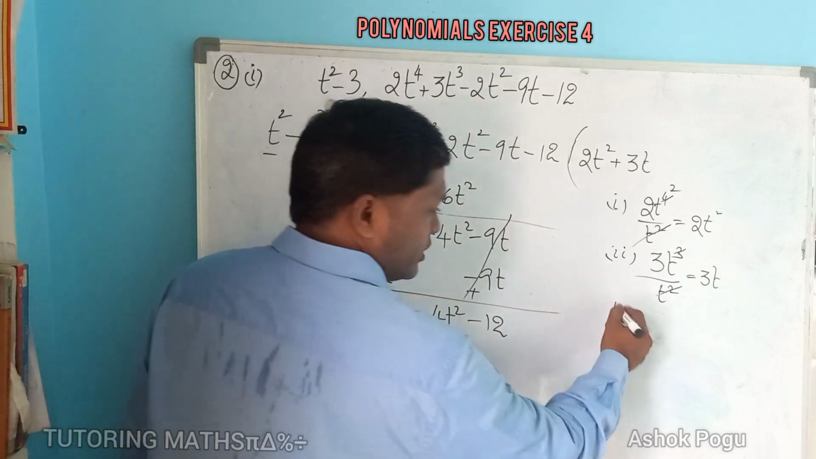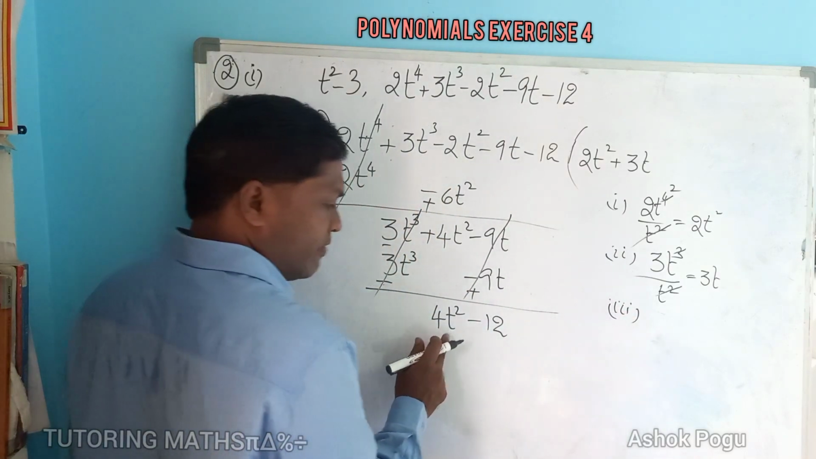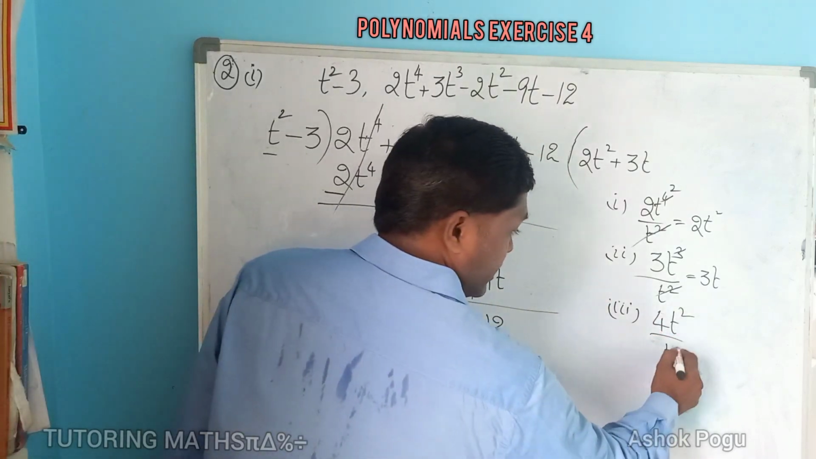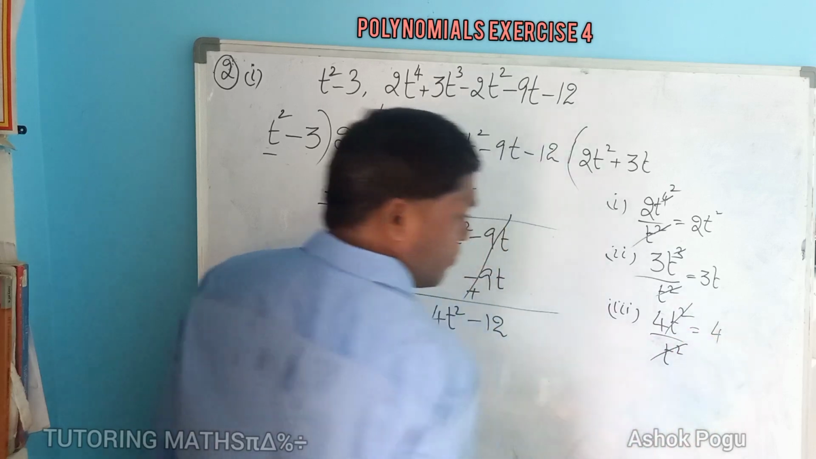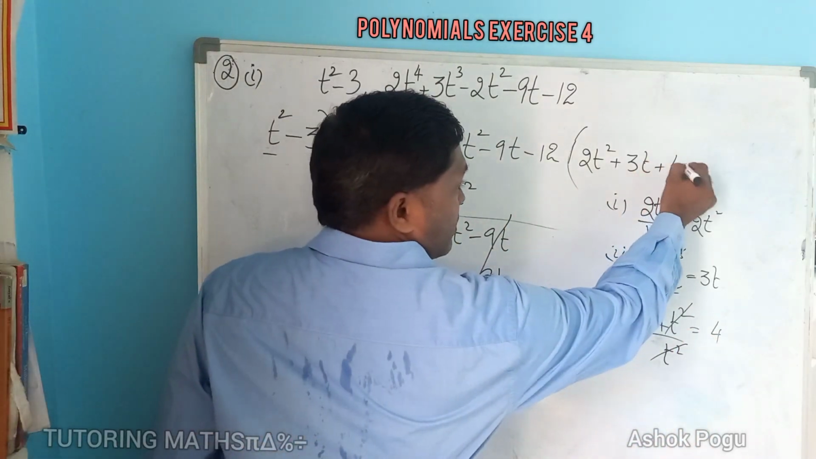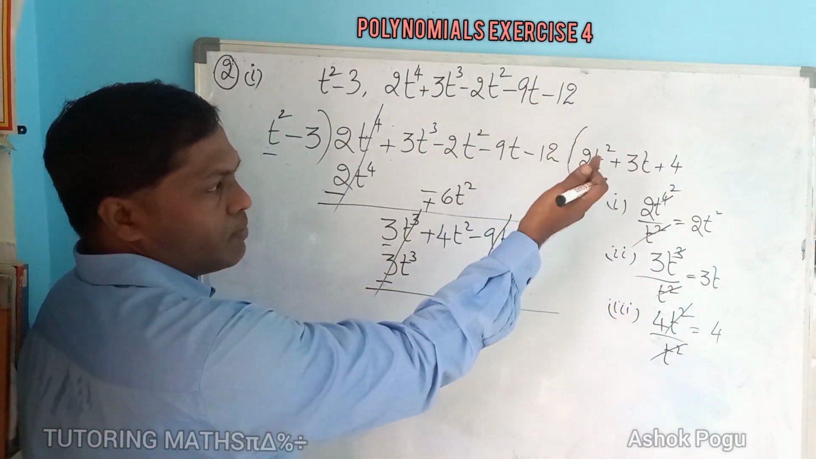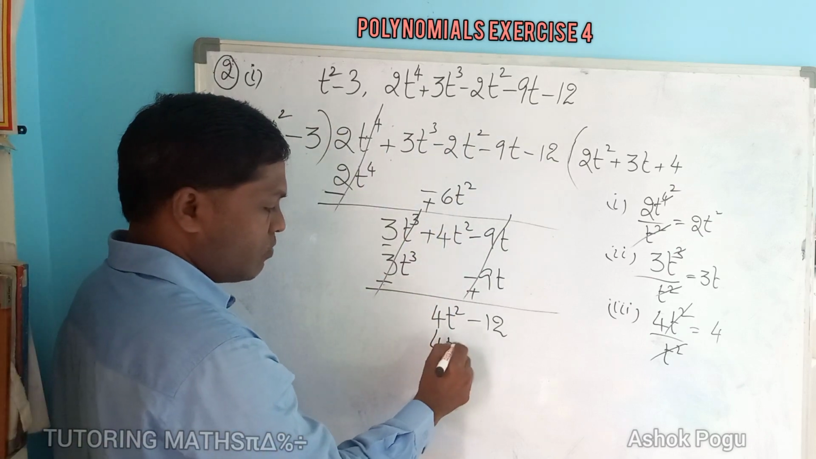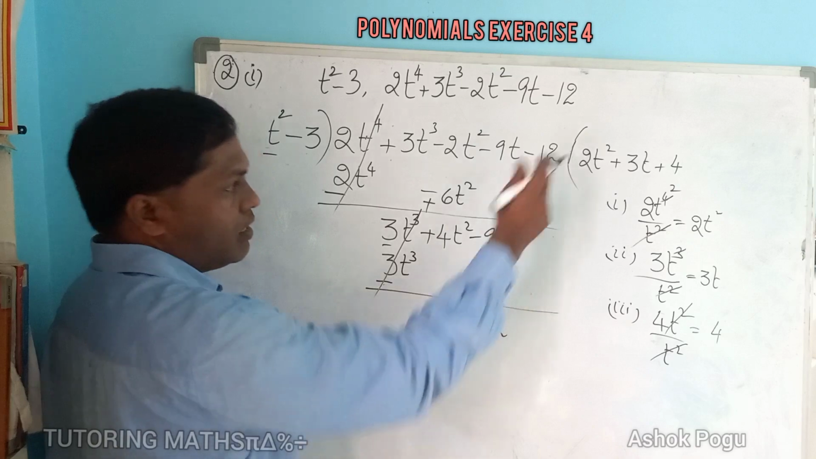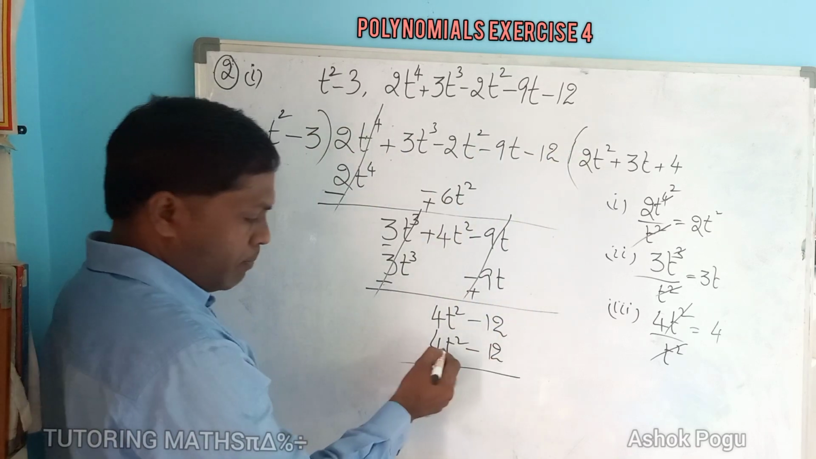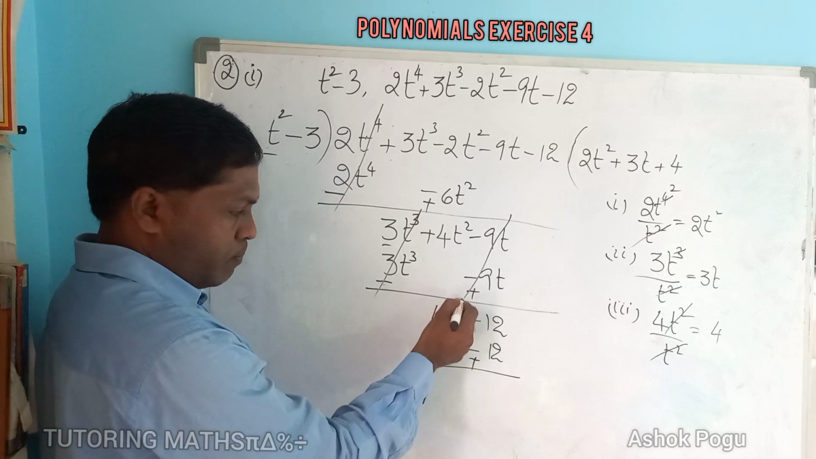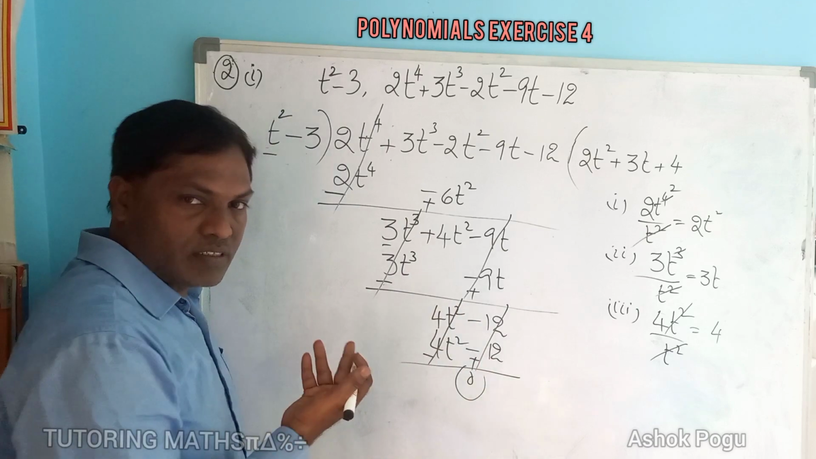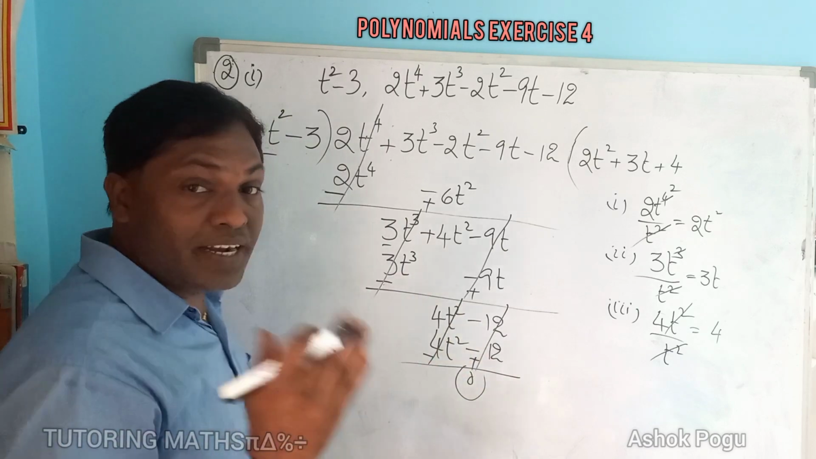And now the third step, what is the first term of the dividend? 4t square by the first term of the divisor, t square gets cancelled, and 4 is left. That becomes the third term of the quotient. The third term of the quotient, 4, should be multiplied by the whole polynomial. 4 into t square, 4t square, plus into minus, minus 4 3's are 12, plus becomes minus, minus becomes plus, so all terms got cancelled, and finally we have got remainder 0.